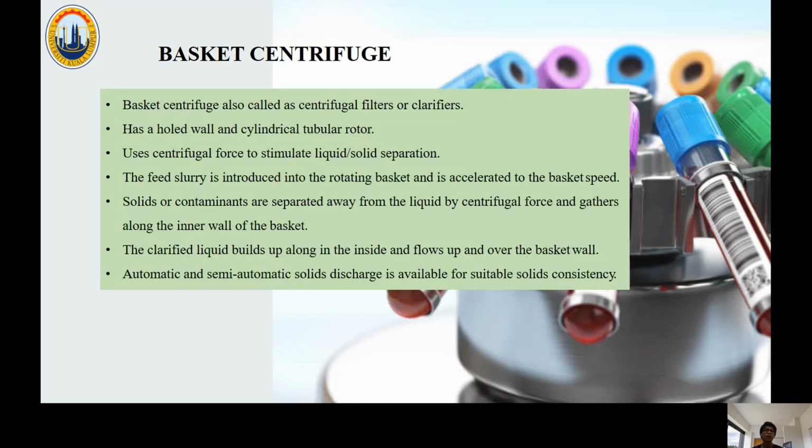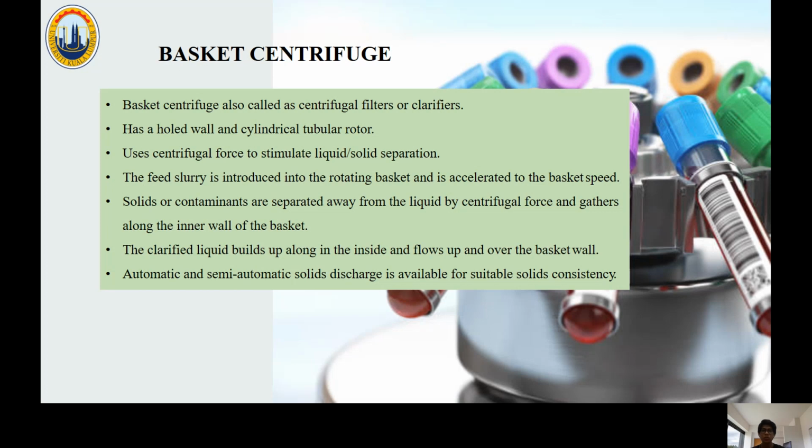The last example of production centrifuge is the basket centrifuge. A basket centrifuge is also called a centrifugal filter or clarifier. It has a hole wall and is cylindrical. It also uses centrifugal force to stimulate liquid-solid separation.